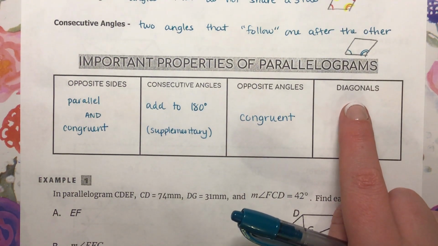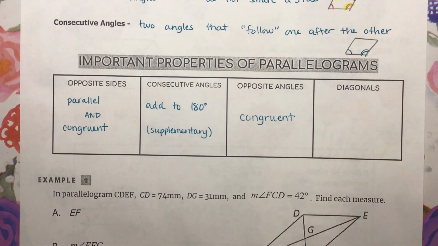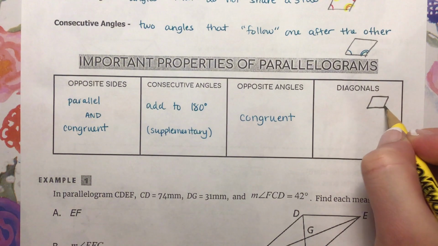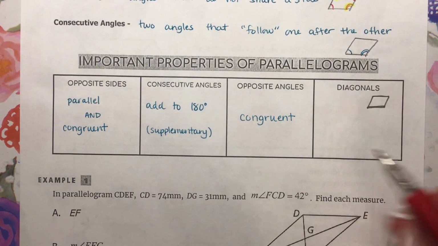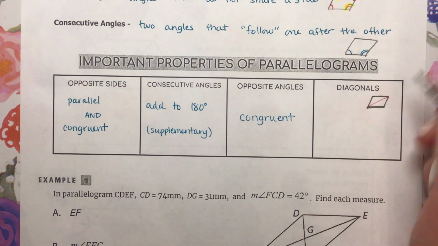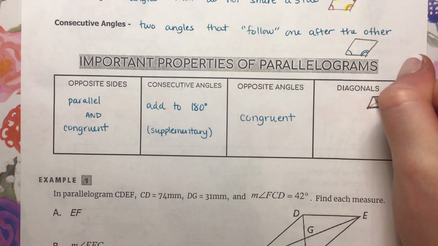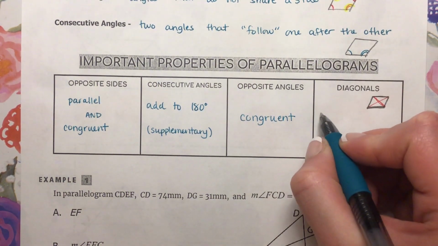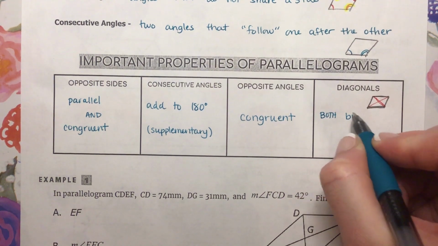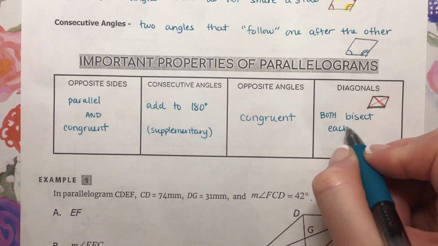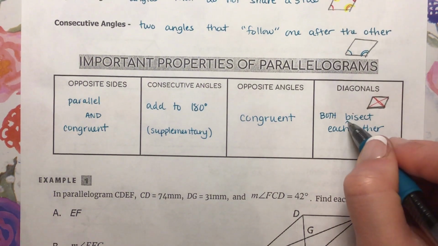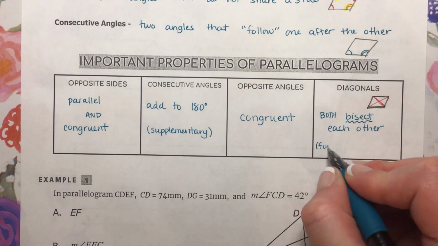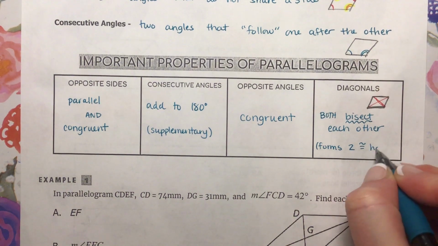And then I have diagonals, and you have not seen a diagonal yet, so let me just draw a quick little image for you. Let's say that this is our parallelogram. The diagonals would be these guys going diagonally through the shape. But there is a property of those as well, and they bisect each other. I'm going to actually say both bisect each other. And remember, the word bisect means to cut into two halves. So it forms two congruent halves.